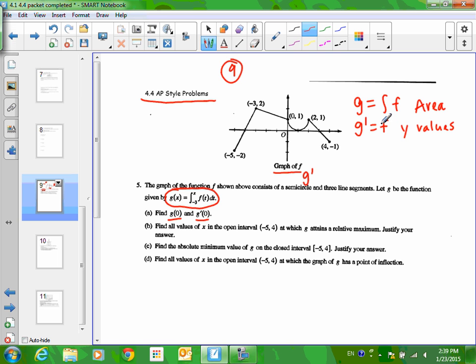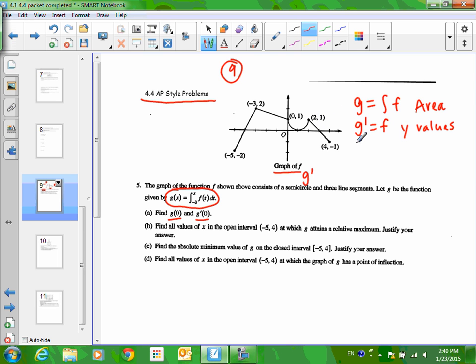If I wanted to know, and I'm not going to do this one yet because we're about to, but if I said, hey, what's f of 2? f of 2 would be 1, because it's the y value, because this is the graph of f.